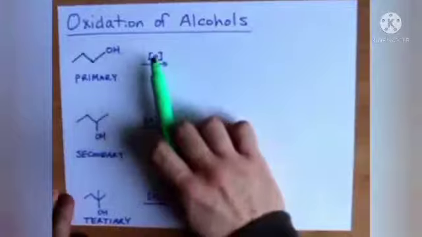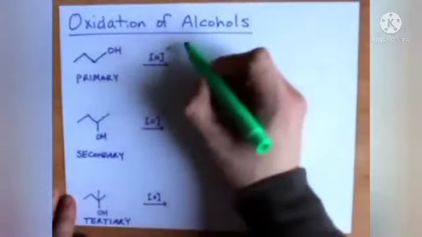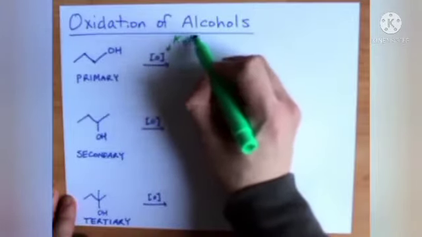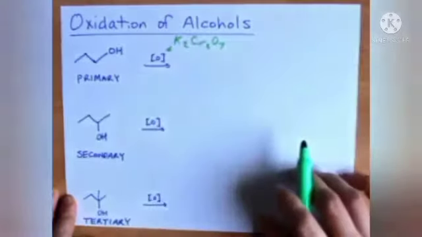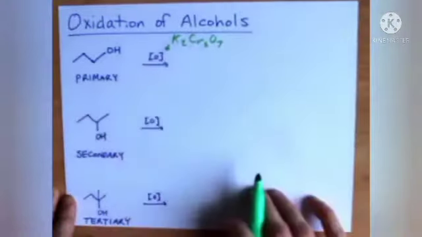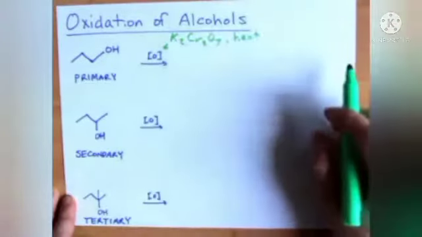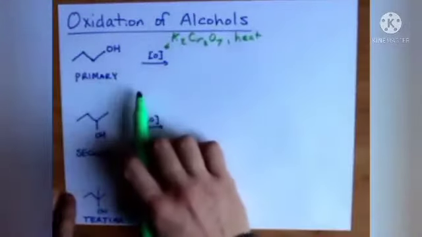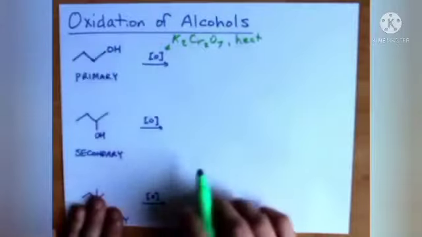Okay, now this O in square brackets usually represents some kind of oxidizing agent. Very often it's dichromate, that's Cr2O7 2-, present as potassium dichromate, and usually you'll want some heat as well. It's called reflux conditions. The first oxidation that happens to primary alcohols converts it to an aldehyde.